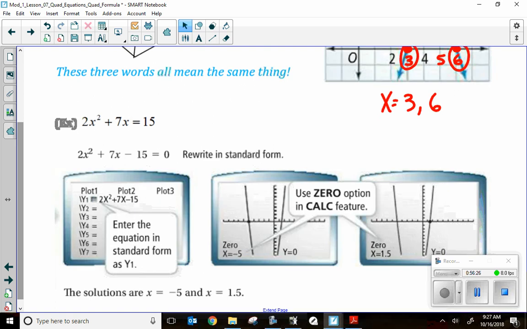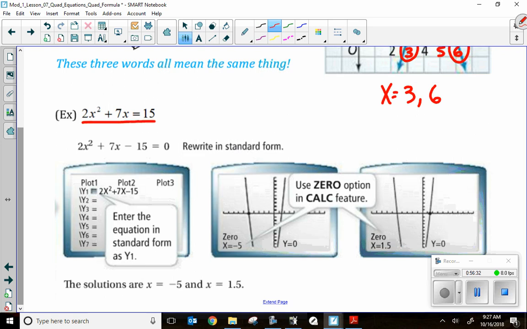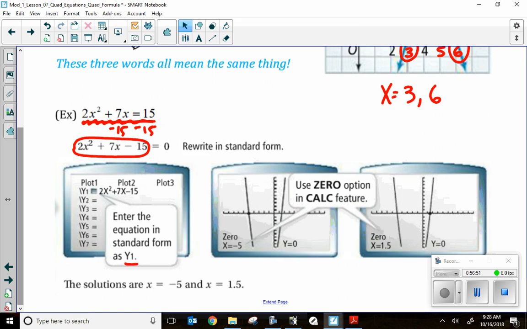So, let's take a look at what we have here. I have the quadratic equation right here. Again, nothing's going to change. I'm going to set it equal to 0. I'm going to subtract 15 from both sides. I'm not dividing by 15. I just underline that. And this is what I have right here. That's what I need to put into y1.